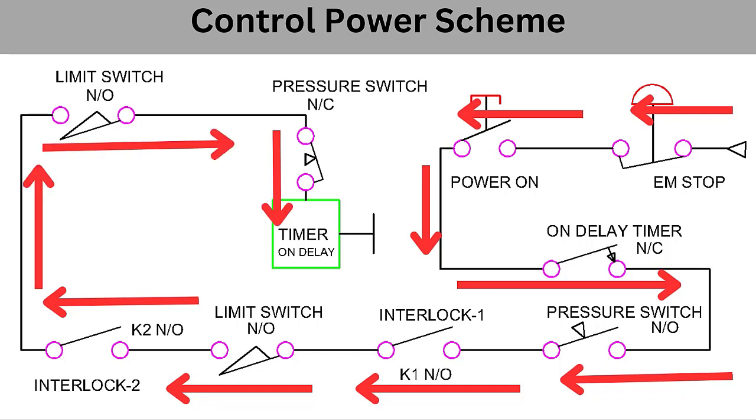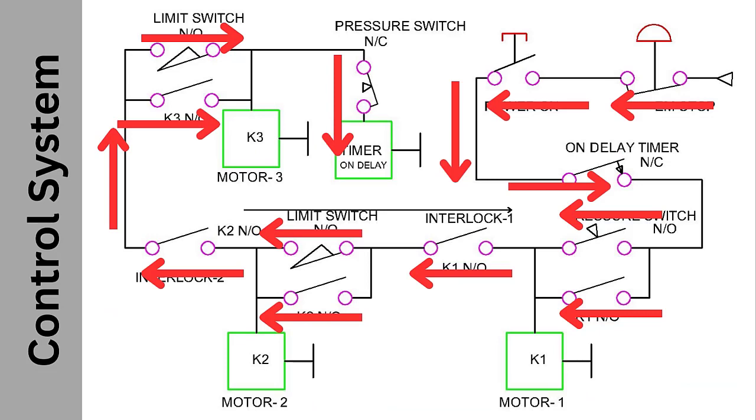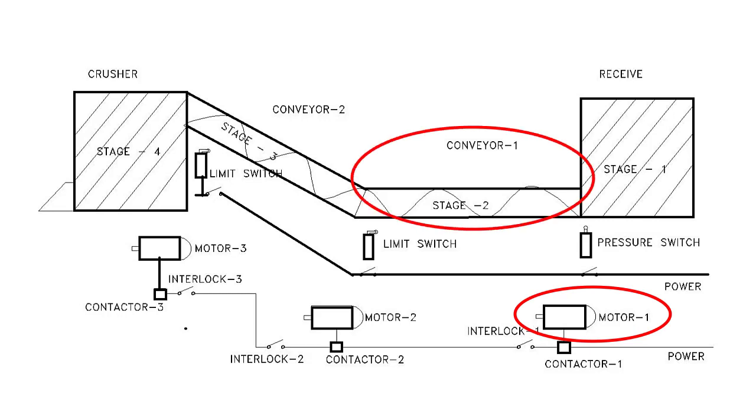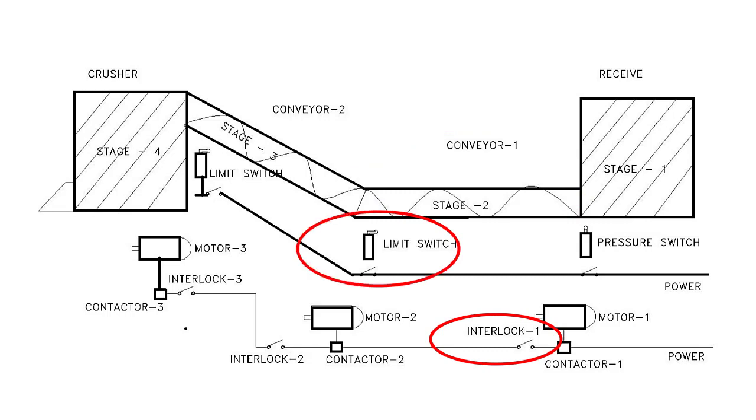Let us see the working of automatic operation. When the rocks are filled in the container, the pressure switch's contact closes and allows power to reach contactor K1. When K1 closes, the latch associated with it also closes to hold the contactor continuously. K1 sends power to motor 1 to start conveyor 1. Power passes through interlock 1 and reaches limit switch 1.